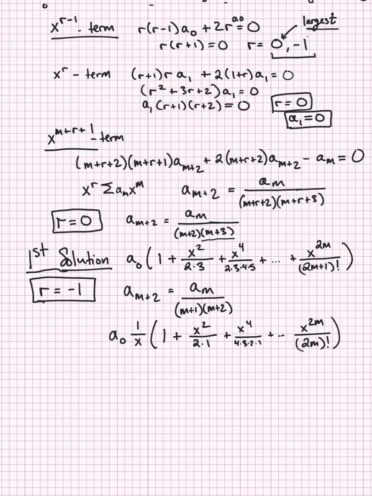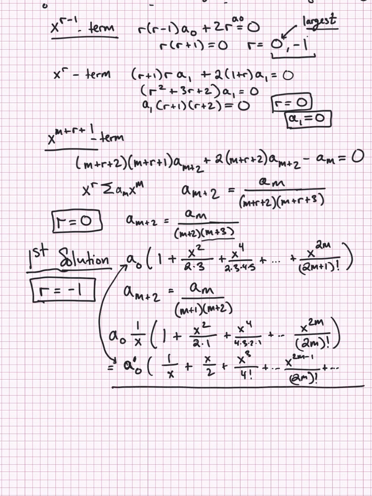Or another way that I could write this is, again with a constant, maybe I'll put a naught prime just to indicate that these are just random real numbers. They don't have to have any relation. So I get 1 over x plus x over 2 plus x cubed over 4 factorial, up to x to the 2m minus 1 over (2m) factorial. Okay, so that's the general solution. Or sums of these two functions is the general solution.